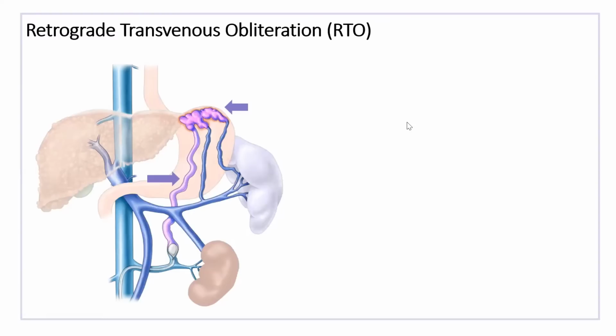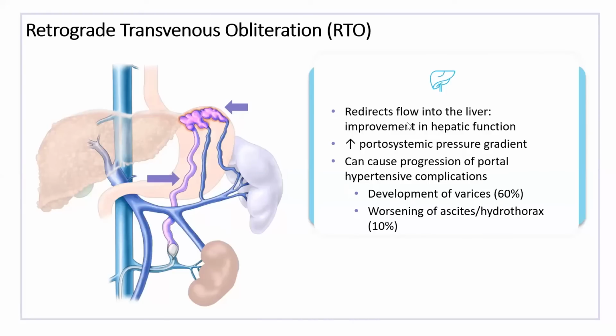And in this procedure, this diagram particularly shows a balloon retrograde transvenous obliteration, because you can see that there is a balloon that is inflated in this gastrorenal shunt, and a sclerosant is injected in the system to obliterate the gastric varices. Now, when all this variceal system is obliterated, this will redirect flow back into the liver for the improvement of hepatic function.